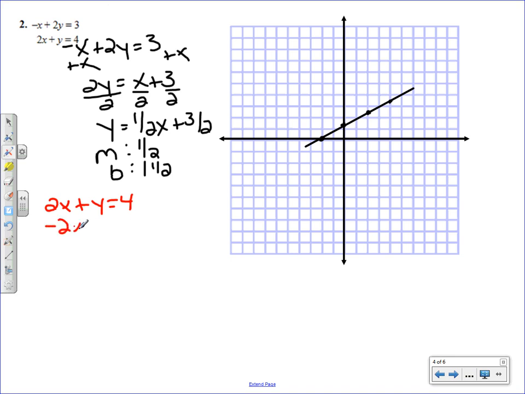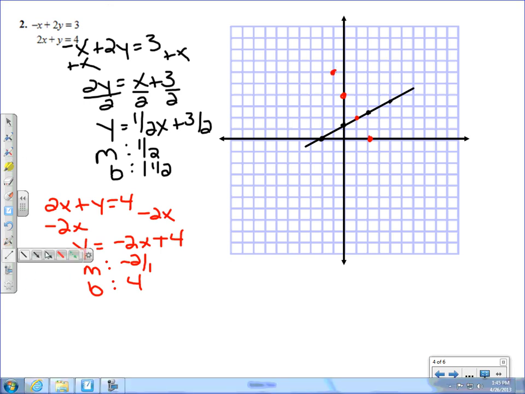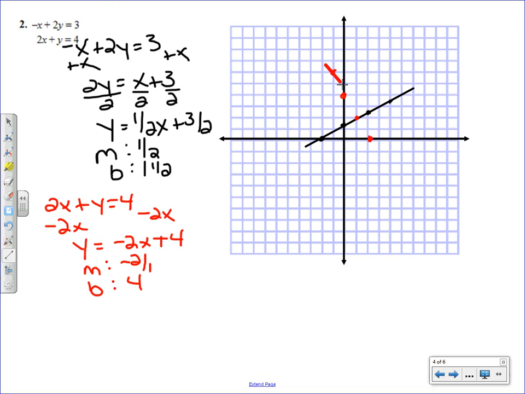We subtract 2x from each side. Y equals negative 2x plus 4. My slope in this case is negative 2 over 1. My y-intercept is 4. So my first point, 1, 2, 3, 4. My slope is over 1 and down 2. Over 1 and down 2. Remembering I could also go this way, 1 and 2. Grabbing my straight line, I'm going to connect the points I just made.